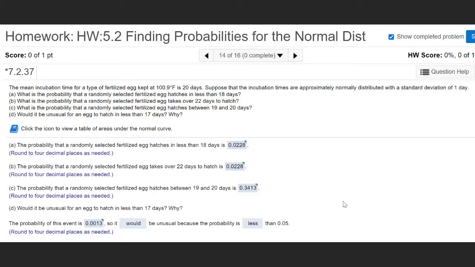I'm going to have to look up really close. So this one says the mean incubation time for a type of fertilized egg kept at a certain temperature is 20 days. The important number there, guys, it says the mean is 20 days. The mean incubation time is 20 days. So I'm going to put mu equals 20. And I can't remember, this is problem 14. So the mean is 20.